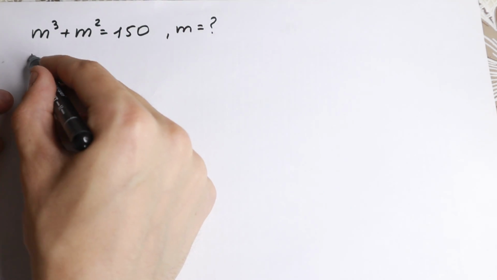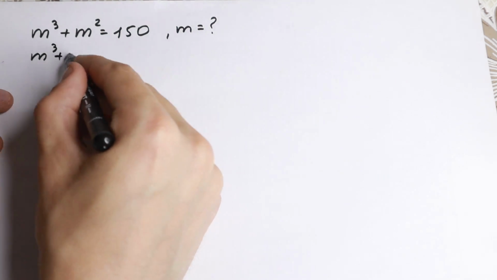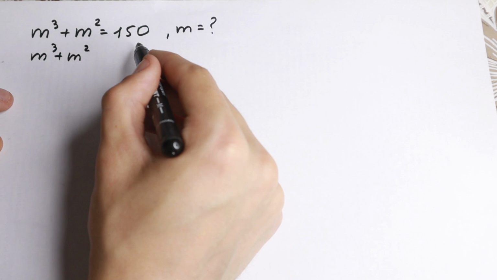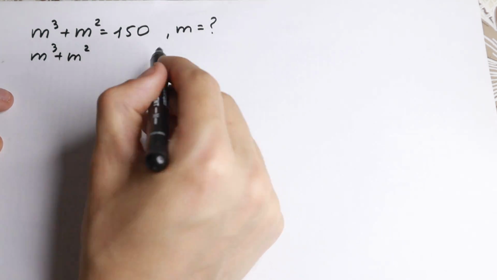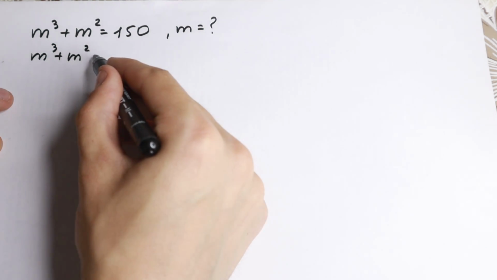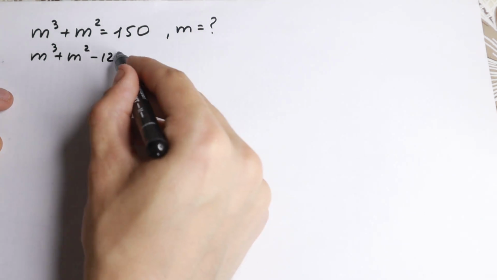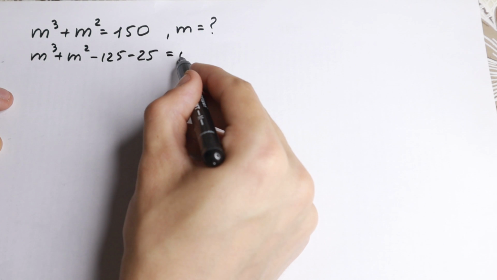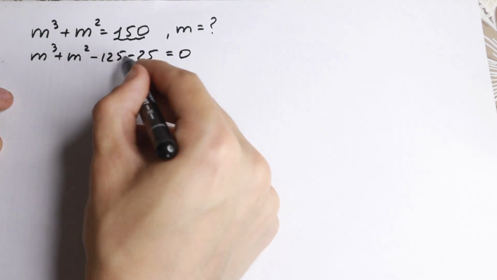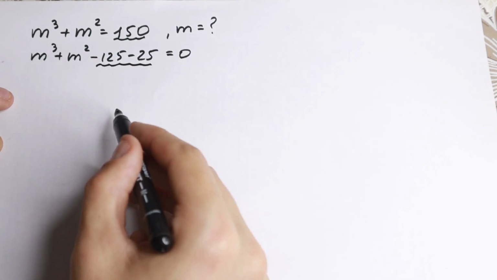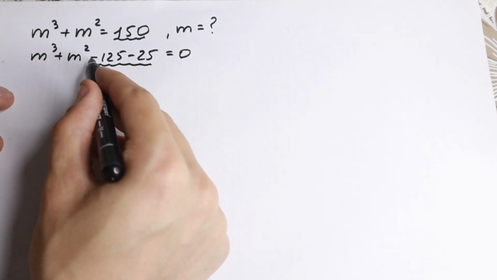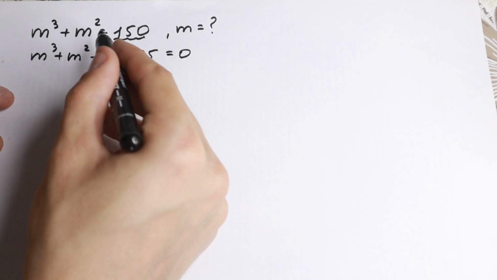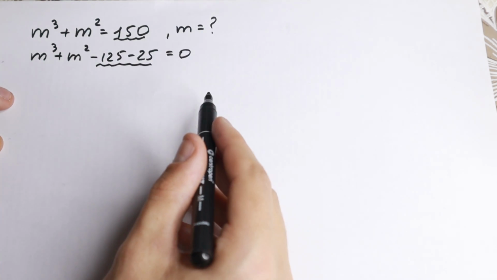First of all, let's write m cubed plus m squared. And right now, I want to write this 150 as 125 plus 25. But I bring this to the left-hand side, so as a result, minus 125 and minus 25. I write this 150 as this difference. Nothing changed for us. If you bring minus 150 to the right-hand side, we will have 150. So nothing changed for us.